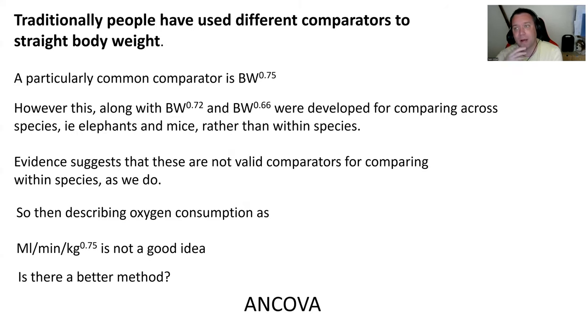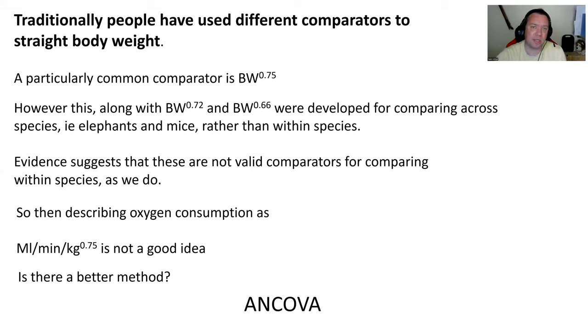And why this came out was because people had been using comparators to straight body weight to correct for the effect of body weight on energy expenditure. People knew there was a problem in that larger animals tended to expend more energy. And this introduced a lot of variance, a lot of nuisance noise into energy expenditure data. And so the idea was that you should divide by body weight in some way to correct and determine metabolic rate, energy expenditure per unit of mass.